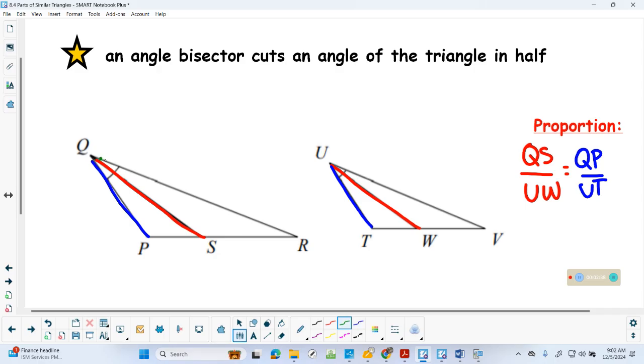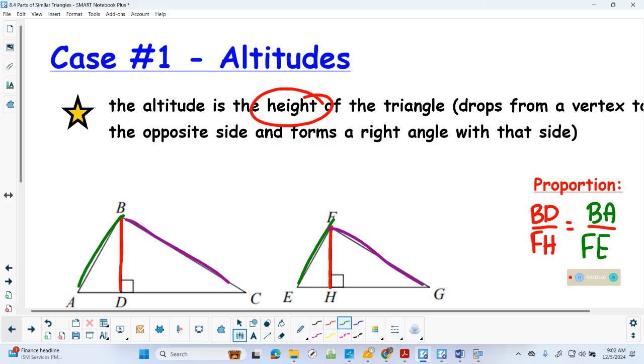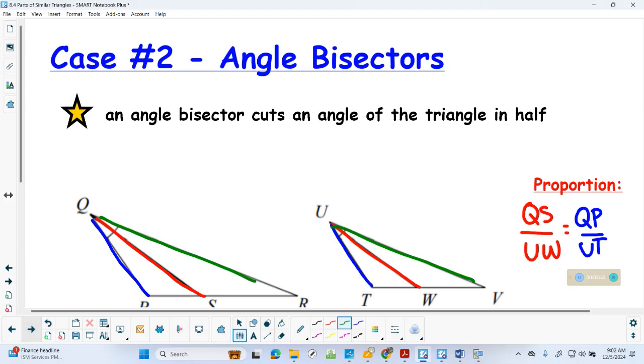Again, it just depends on the problem. They might give you the right sides. So the green you would swap in place for the blue. It just depends on what they're going to give you. They're not going to give you both. But you always start with what I like to call the special segment. So I'm always looking for either an altitude, the red here, or the angle bisector.